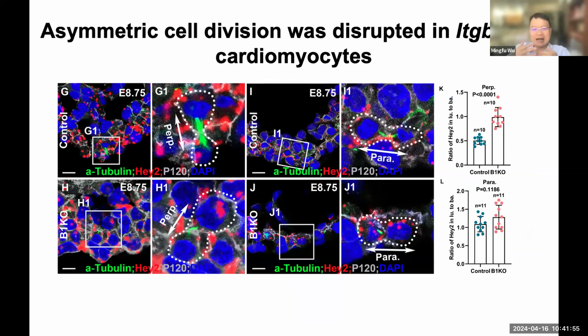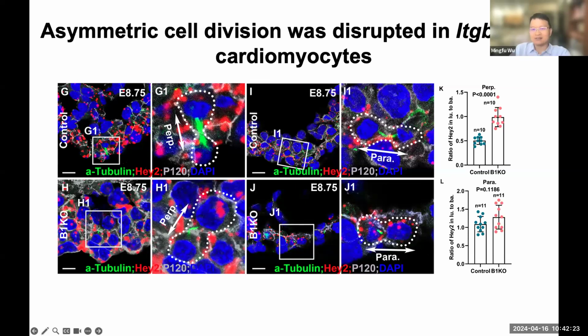And we then ask whether integrin beta 1 deletion disrupts the asymmetric cell division and the asymmetric distribution of cell fate determinants. So here we use HEY2 and BMP10. For HEY2 in the control cells, it's asymmetrically distributed in the two daughter cells, as the ratio is about 0.5 between the two daughter cells. However, in the knockout, the ratio is 1.